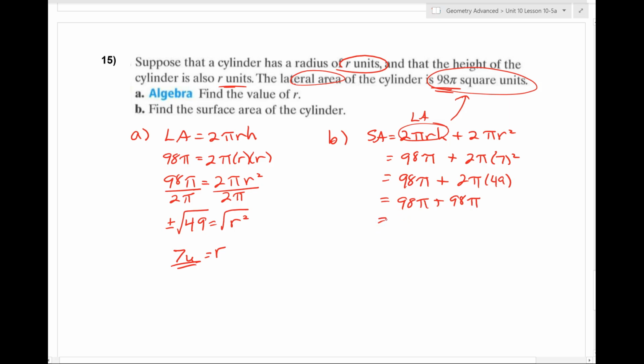So what do we get here? 98 pi times 2. I'm having problems typing in my calculator all of a sudden, my friends, which is 196 pi square units. So that is your surface area. Not meant to be complicated, but just make sure that you're able to follow it through. Does that make sense? All right, awesome.